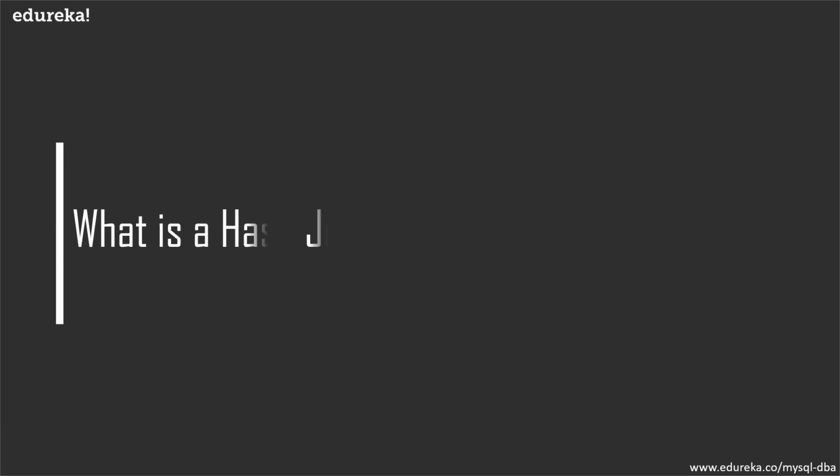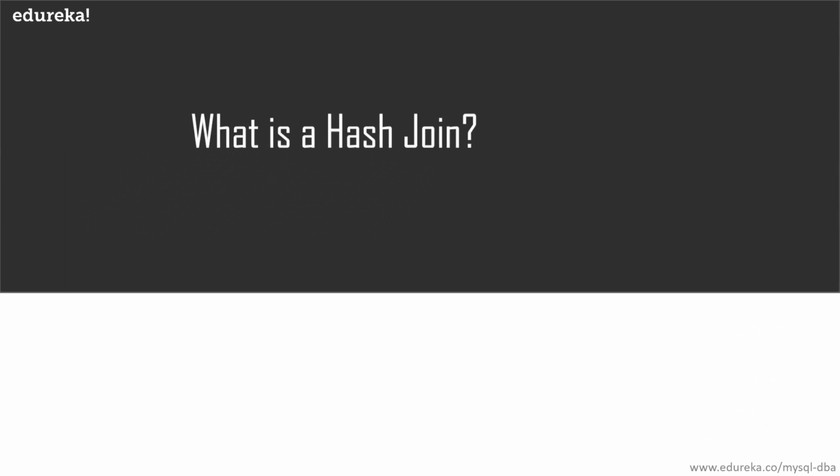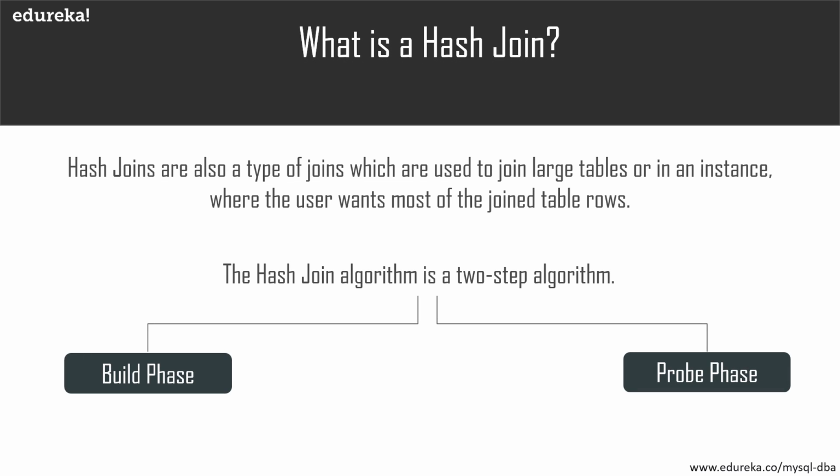Now let's move forward with our next question, that is, what is a hash join? Hash joins are also a type of join which is used to join large tables or an instance where the user wants most of the joined table rows. So whenever the user wants most of the join table rows, or when you want to join two large tables, you basically use this type of join, that is the hash join. Now the hash join algorithm is basically a two-step algorithm. So it has mainly the build phase and the probe phase.